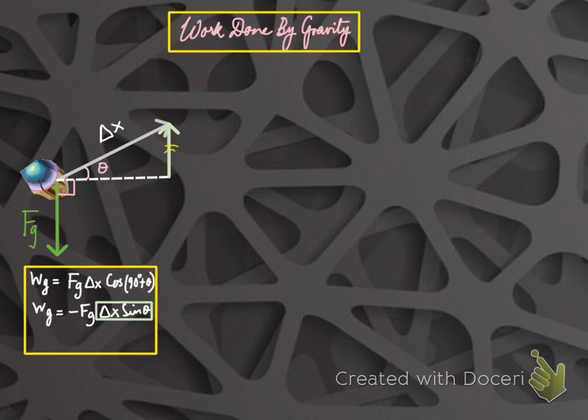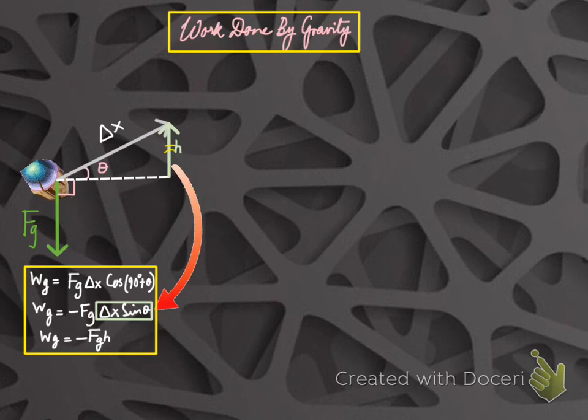Let us say that the height of that arrow is h. Therefore, we can substitute h for delta x sine theta, and we get that the work done by gravity is negative of Fg times h.